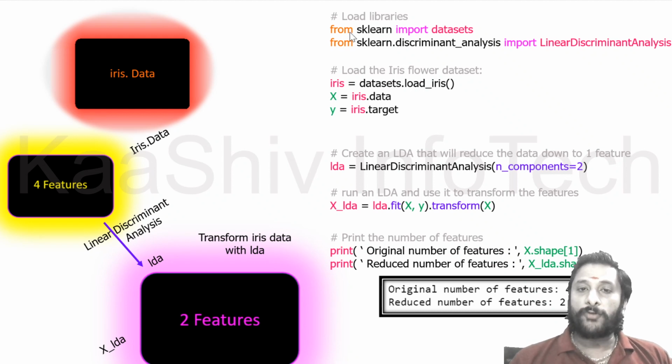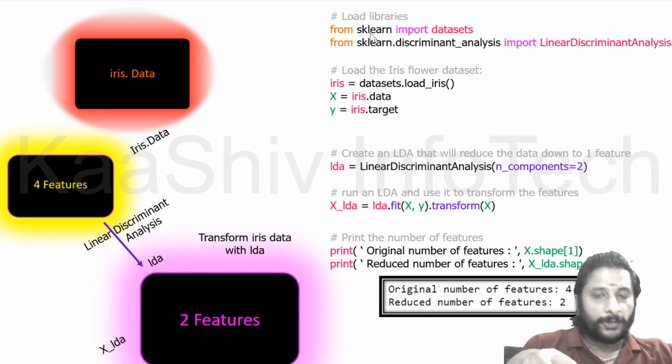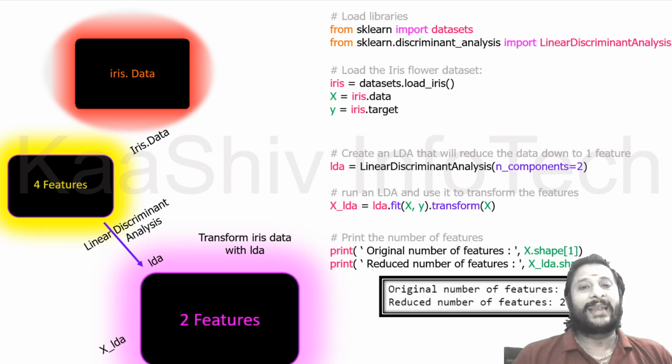So from sklearn, the library, import this particular sub-library or function. From the library, import this particular functionality, datasets. This datasets method is used to load the iris dataset stored here. It has 2 things: one is data and the other one is target. Over here, from sklearn discriminant analysis, import linear discriminant analysis. Now you have the data here, so linear discriminant analysis is ready.